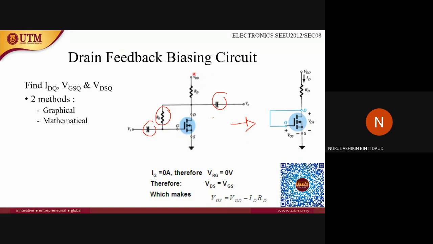This makes VGS equal to VDD, the source voltage, minus the potential drop at this resistor, which is ID RD. So you can get the value of the potential between gate and source.